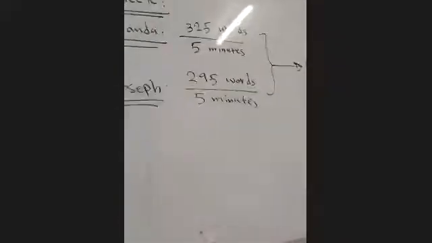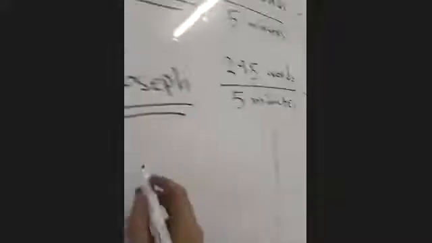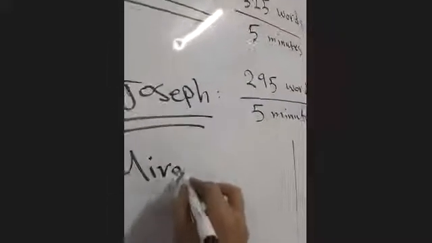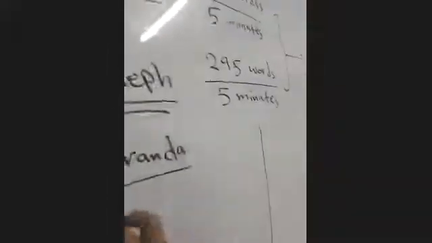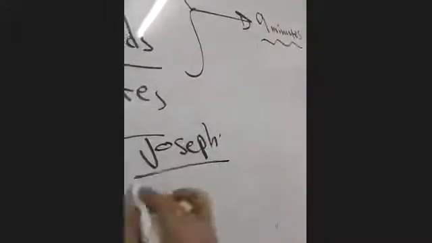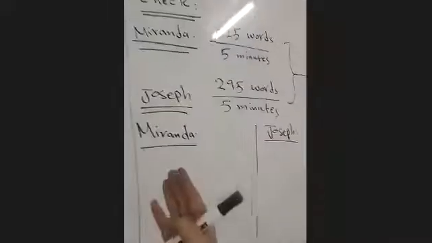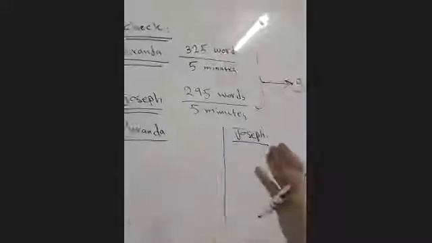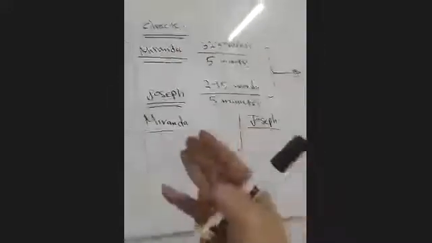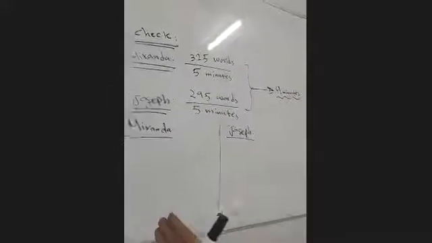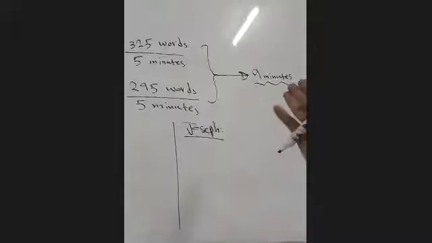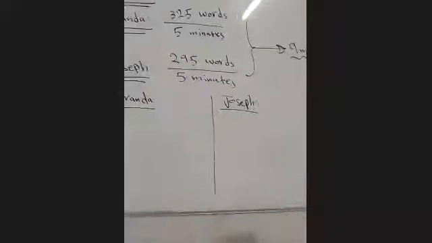Here also, I will make 2 divisions. The first one for Miranda and the second one for Joseph. Okay, guys? Now, for Miranda, I will find the unit rate. For Joseph, I will find the unit rate. Then for Miranda, I will find how many in 9 minutes. Then for Joseph, I will find how many in 9 minutes. Then I will see the difference between them.